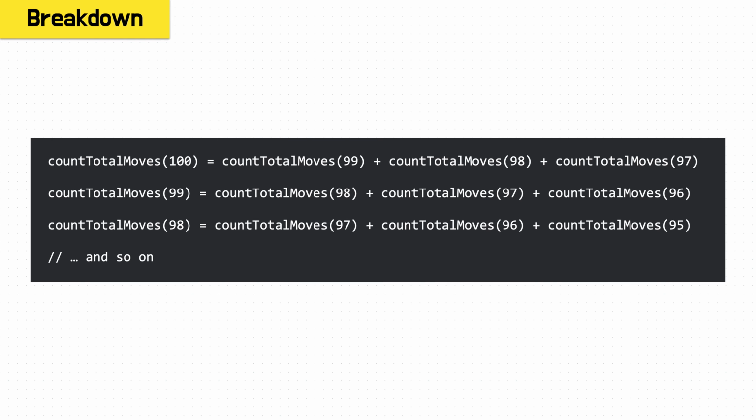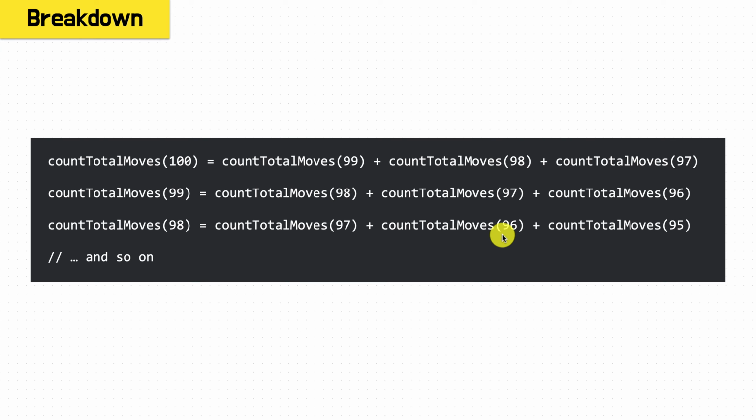And you may recognize that we're doing a lot of repeated work. To calculate the total moves to reach the spot 100, we need spot 99, 98, and 97. But then to reach 99, we need 98, 97, and 96. Then to reach 98, we need 97, 96, and 95. So we see the same subproblem appearing many times. For example, we see 98 here, 97 in all 3 of these spots, and then 96 here.